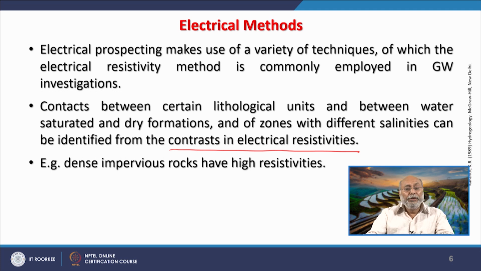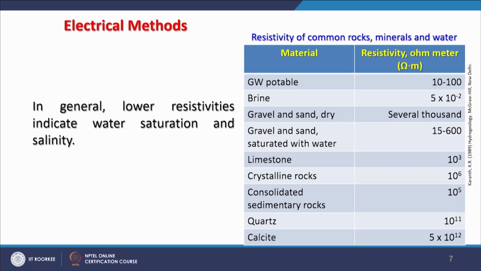And so, for example, if we take a quick example here, dense impervious rocks have high resistivity, and vice versa will also be true, that porous and pervious rocks will have low resistivity. That means there are chances of getting moisture inside those porous media and also water. If water is there, of course, the conductivity would be high and resistivity would be less, so a reverse relation. So, in general, lower resistivity indicates water saturated and having salinity. Now, here these are the common rocks and their resistivity, minerals and waters shown here. The resistivities of common rocks, minerals and water.